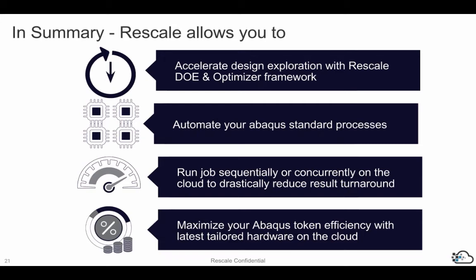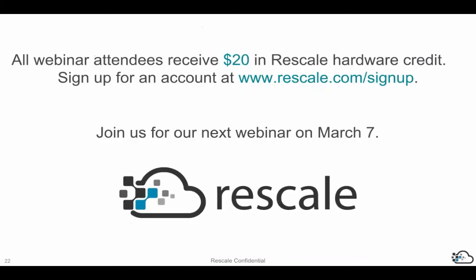We've also seen that using the Rescale framework, we're able to run jobs concurrently, which saves a really large amount of time. But you're also able to increase the core type or leverage specialized hardware to boost your result turnaround time. And then finally, using Rescale, you're able to maximize your Abaqus token efficiency with the latest tailored hardware on the cloud.